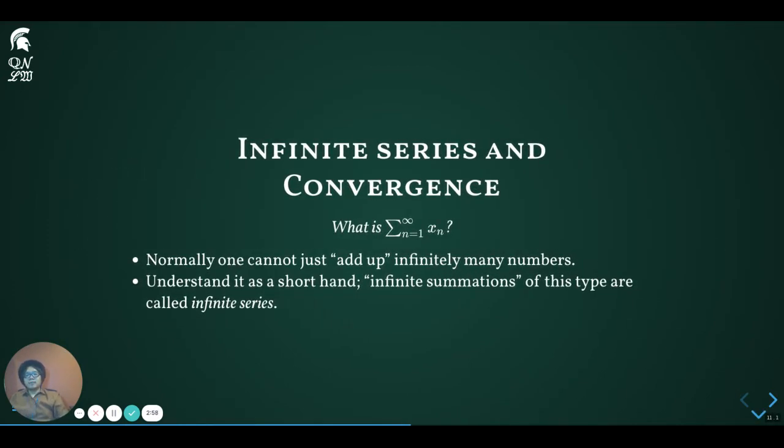The idea of the infinite series is trying to make sense of what happens if we allow the summation to go off to infinity. Customarily, we write infinity for the upper bound index in the sigma notation when this happens. Now, we cannot just add infinitely many numbers together, so we should understand this symbol as a shorthand for a process that allows us to perform this addition. Infinite series are precisely these kinds of summations.